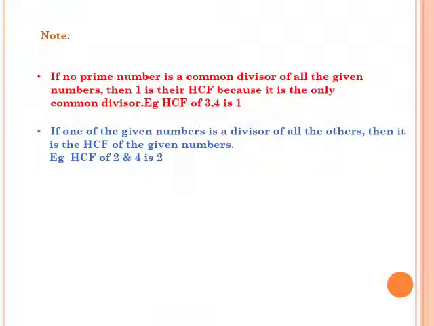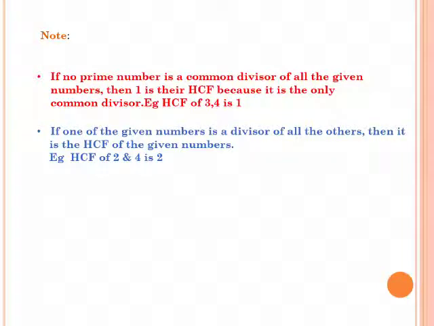Next point to notice, children, if one of the given numbers is a divisor of all the others, then it is the HCF of the given numbers. For example, HCF of 2 and 4. Now here 2 is a divisor of 4. So the lower one is the HCF over here.